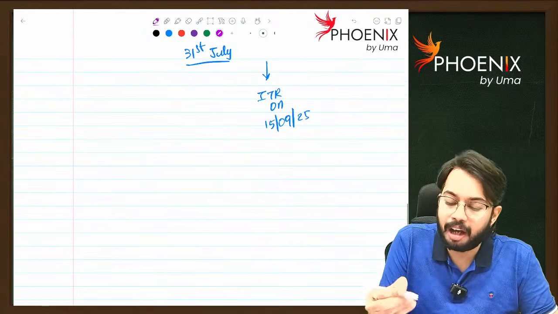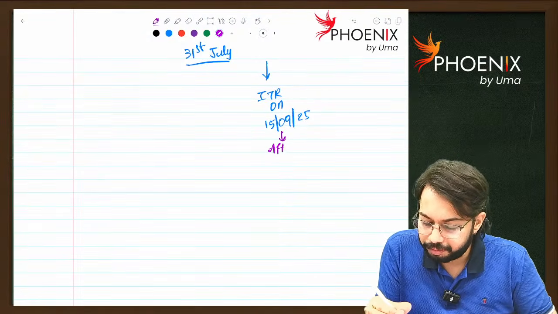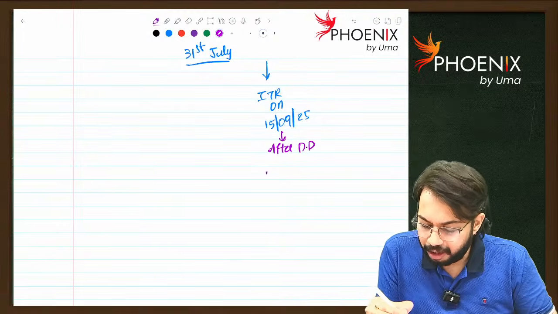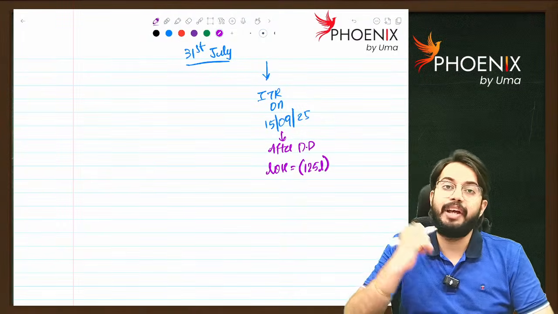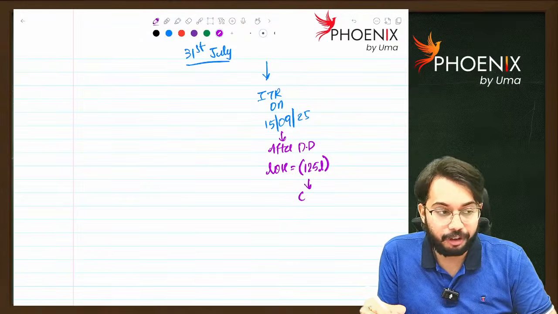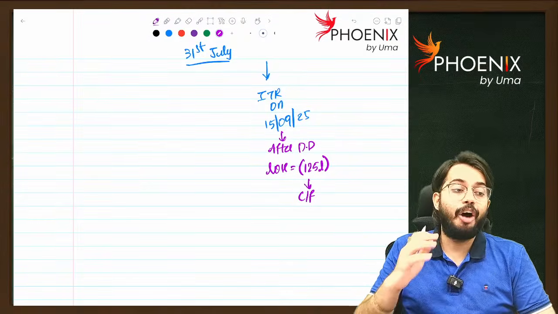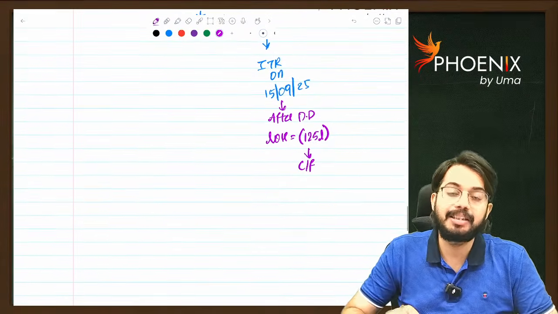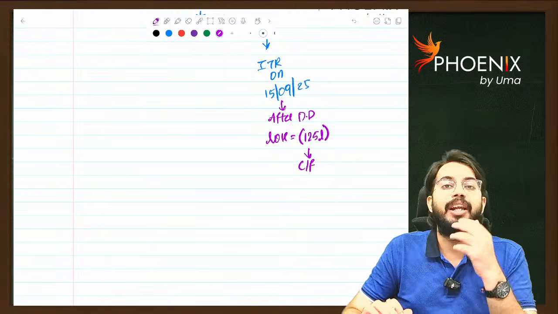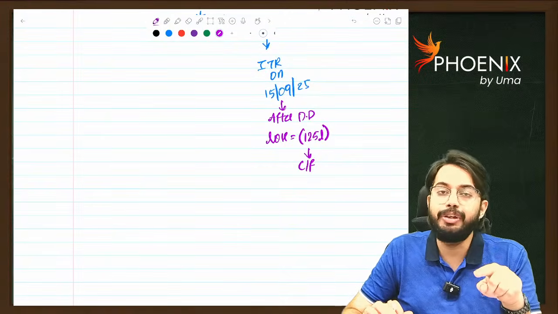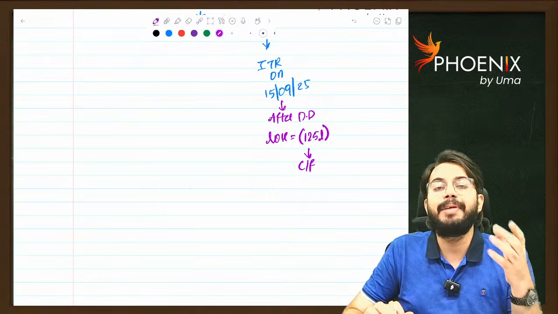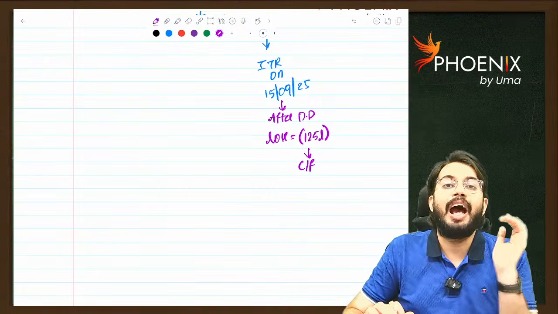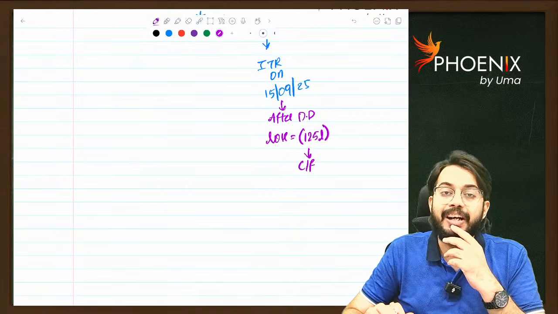Now I filed after the due date, but there is a loss of 125 lakhs. 125 lakhs is very huge, right? I want to carry forward to subsequent years. How can I carry forward to subsequent years? I need to make an application to the income tax authority. If there is a genuine reason, the income tax authority can condone the delay and will allow you to carry forward the loss to subsequent years.